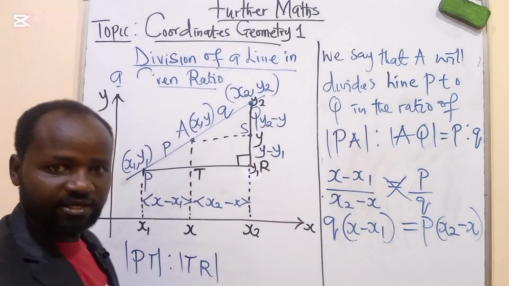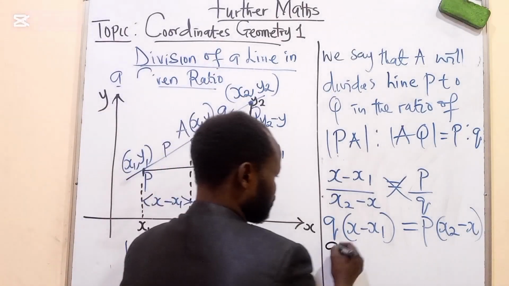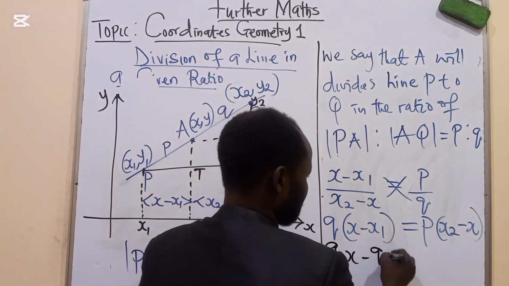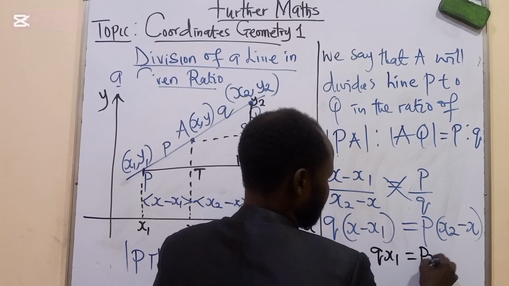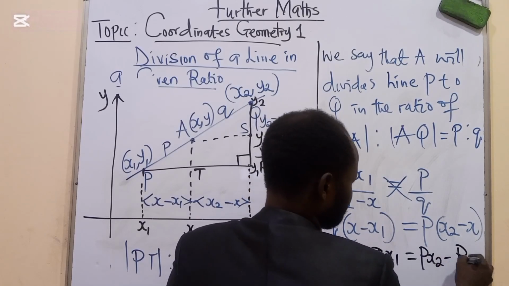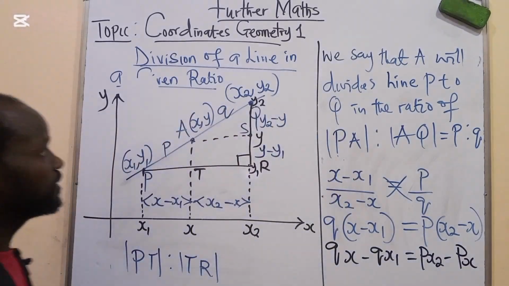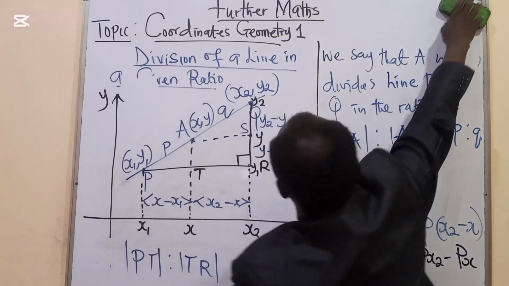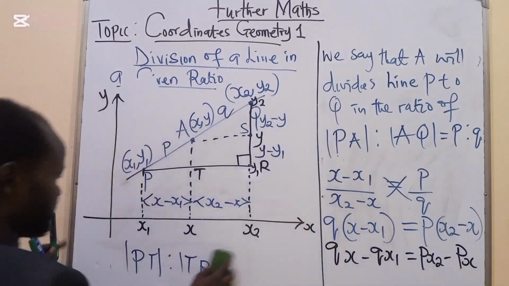Very important. Let's clear the bracket. This will be qx minus qx1 equals px2 minus px. Let's collect those with x one side. Let me move here.